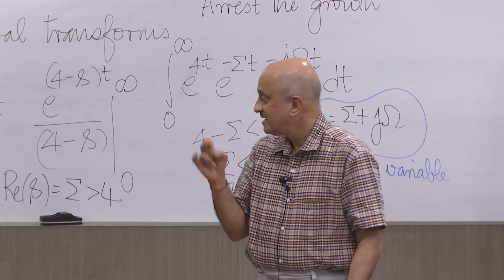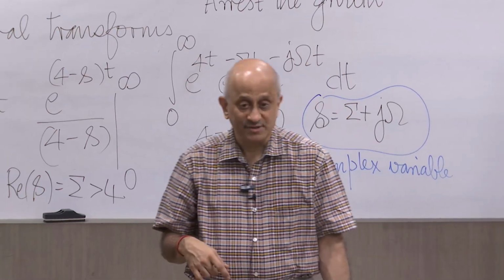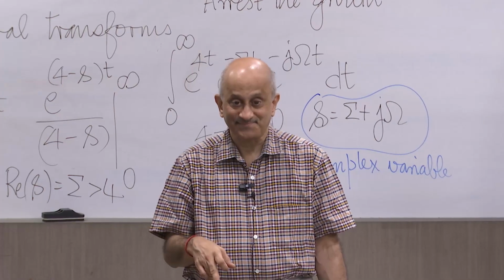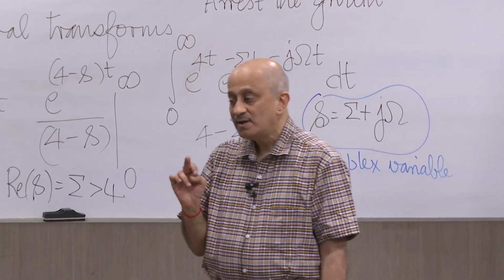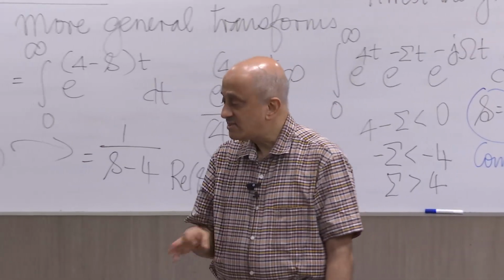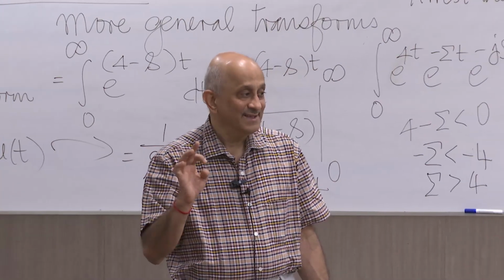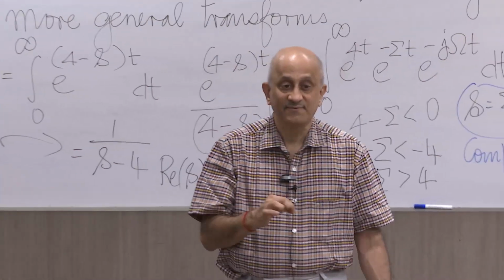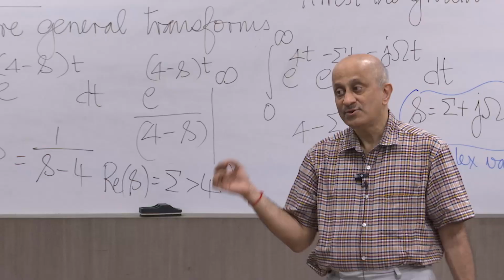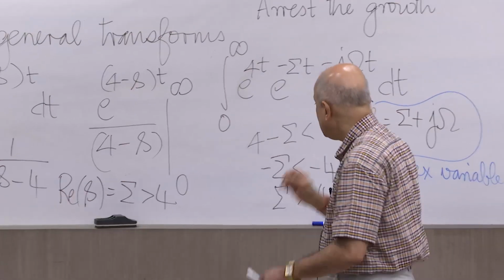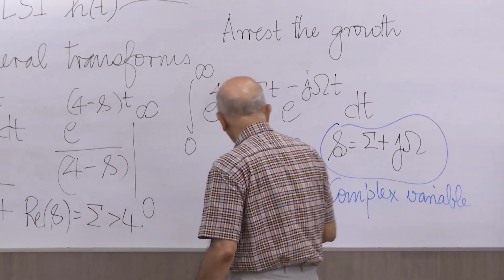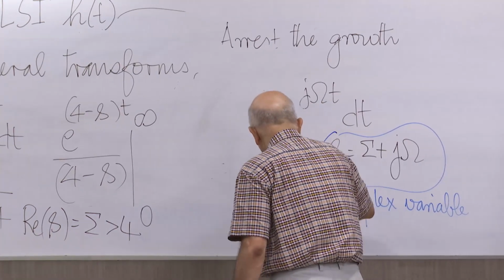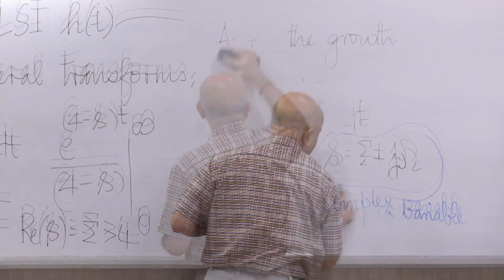Why is that inequality being imposed? That inequality is being imposed to force convergence. So convergence is not at all influenced by the imaginary part. It's only the real part which influences convergence, and therefore there's an inequality on the real part. So in general, when you have a condition on s, it is of the form sigma in an inequality. So how does that look?